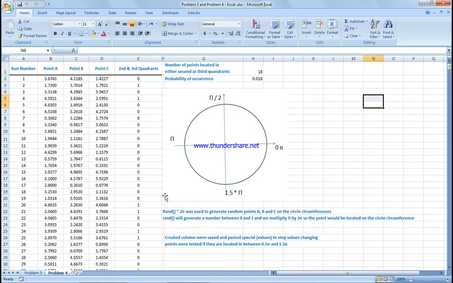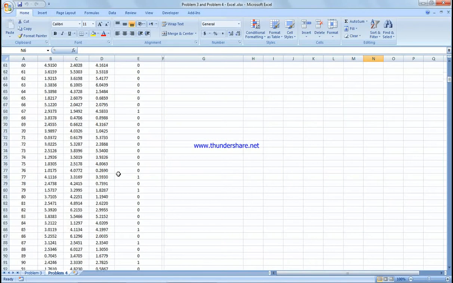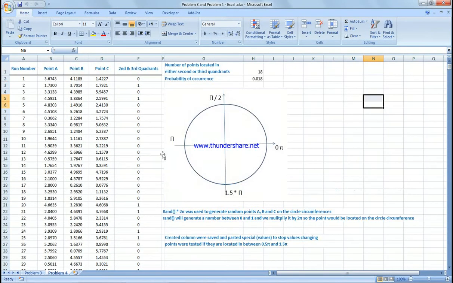Using Excel simulation, we're going to consider the probability of occurrence of a point being located in the second and third quadrant of a circle. If you consider, for example, 100 shots, how many points will be located in the second and the third quadrant of a circle?